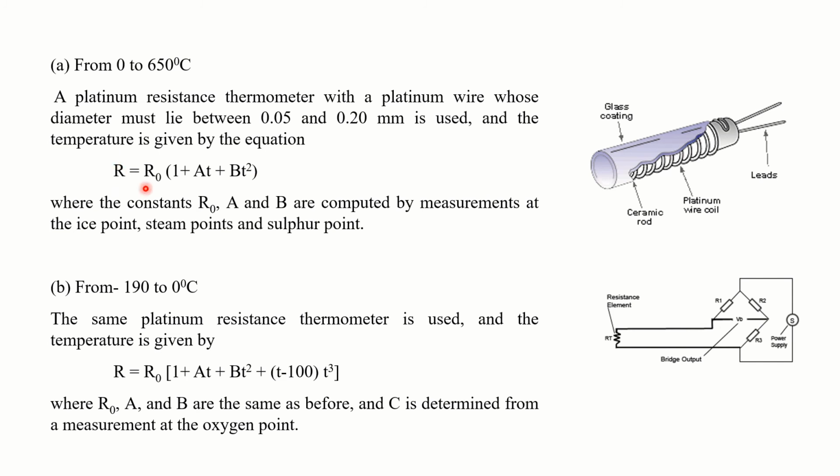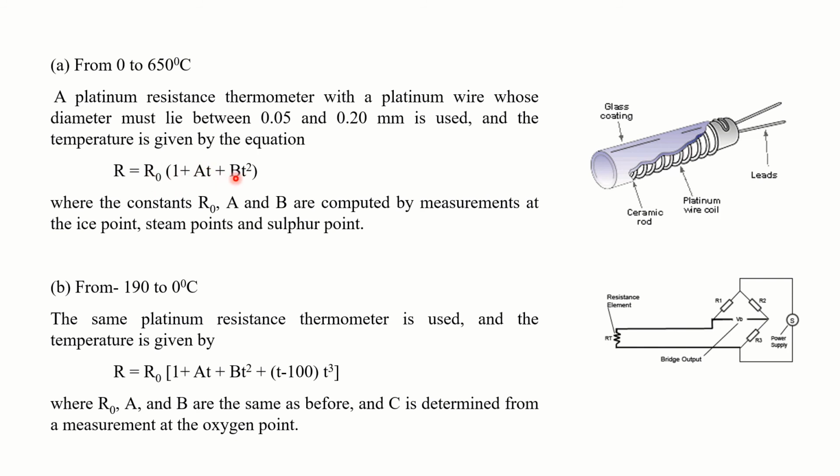R is the resistance at any temperature T. In this equation, there are three unknowns, R naught, A, and B. If I know the R naught value, A value, and B value, then I will have a relation: R is a function of temperature T. In a new case, when R is known, I can calculate the temperature. So how exactly do we find out the values of R naught, A, and B?